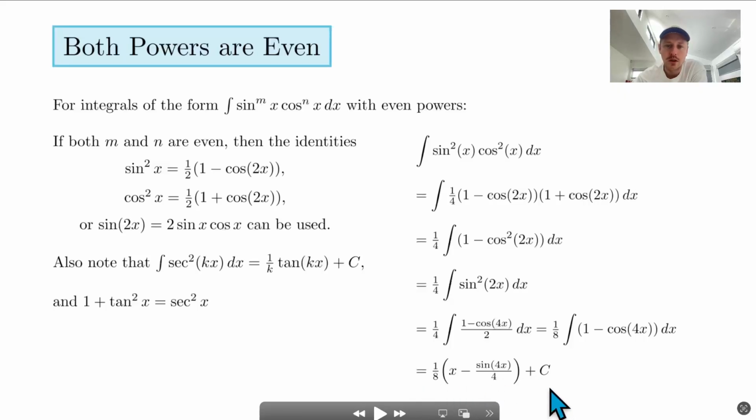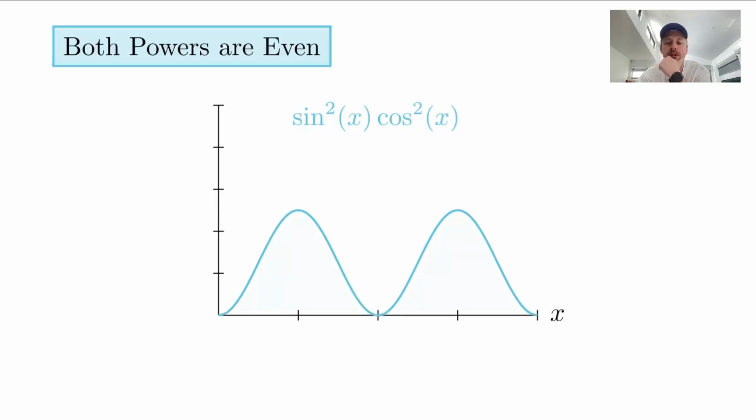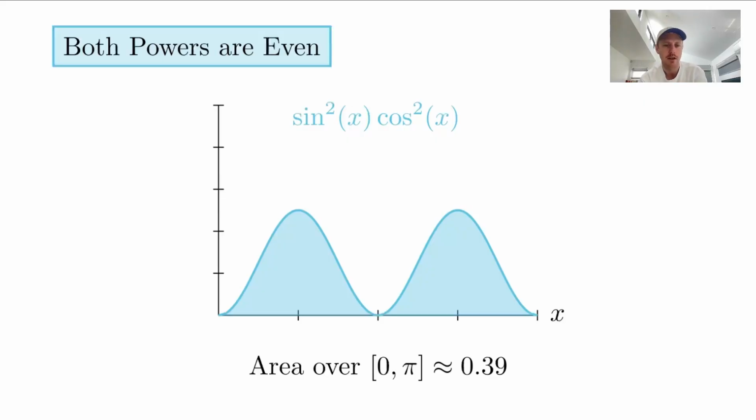Let's look at a picture, because that's all very algebraic and not much fun. Here are our axes, and here's our function, sin²x cos²x. If we take the area from 0 to pi, we get approximately 0.39. I encourage you to go to your CAS or use Desmos to check that that works. Pi is here.